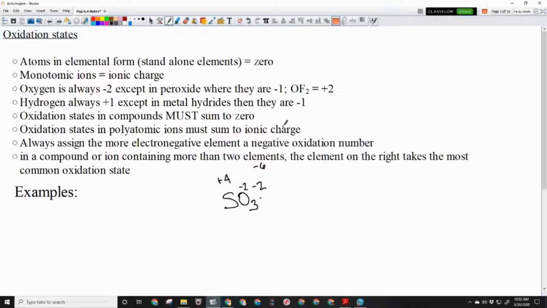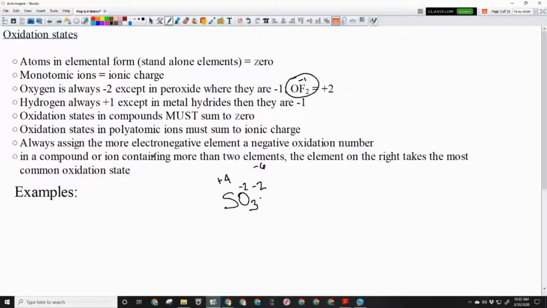All right, so the next rule: always assign the more electronegative element a negative oxidation number. That's what we did here. Since fluorine is more electronegative, it gets its negative oxidation number, which makes the oxygen then a +2.